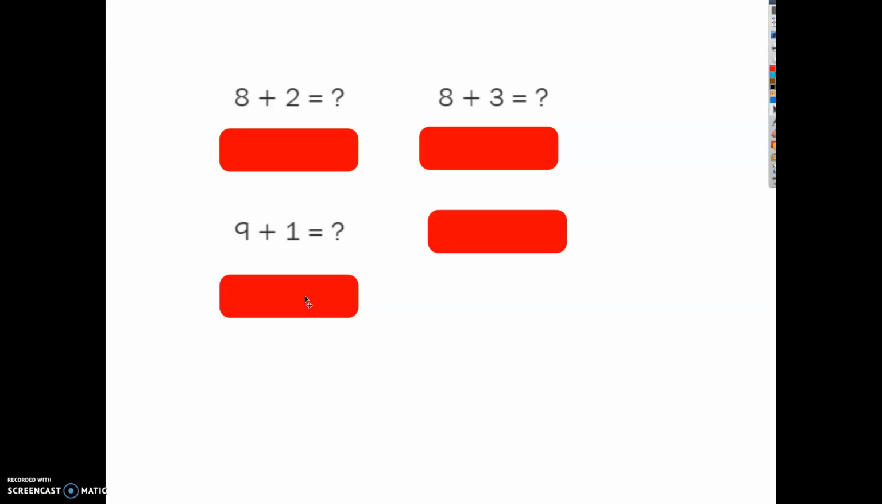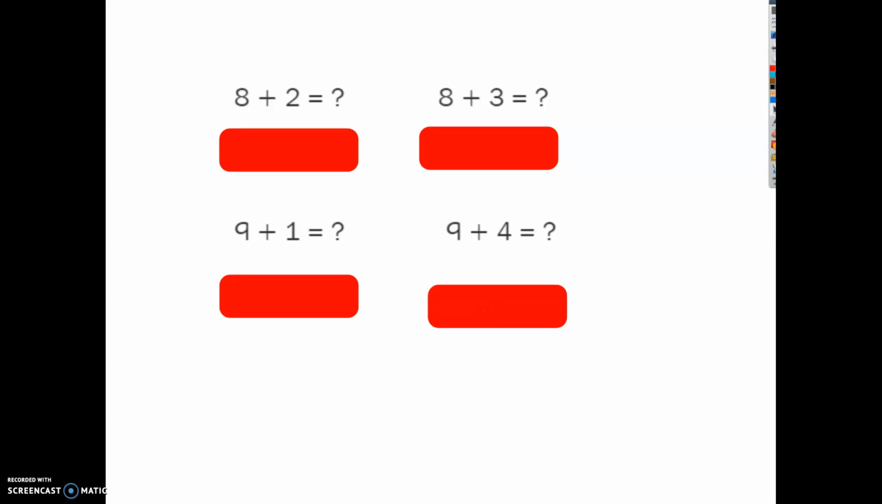And we have 9 plus 1 again. That's 10. And now I have 9 plus 4. Well, if we think about what we did the last time, this is 10. 4 is 3 more than 1. So this answer has to be 3 more than 10. This answer is 13, not 33, Mrs. Flurry, but 13. I apologize for my sloppy writing. I'm using the mouse.